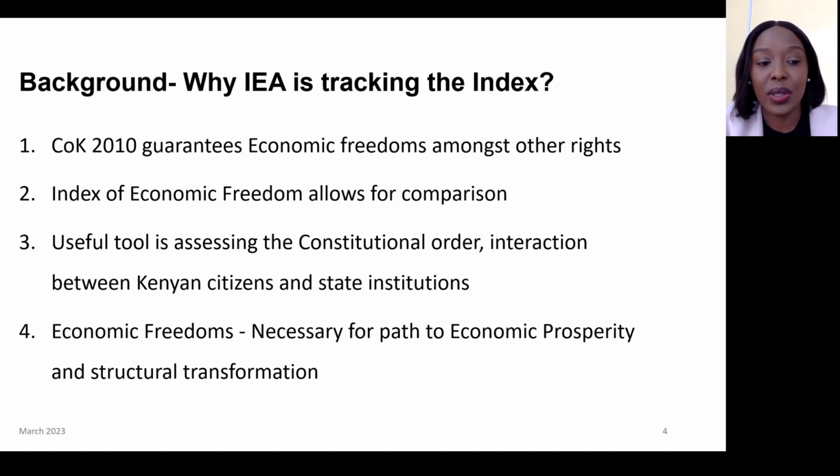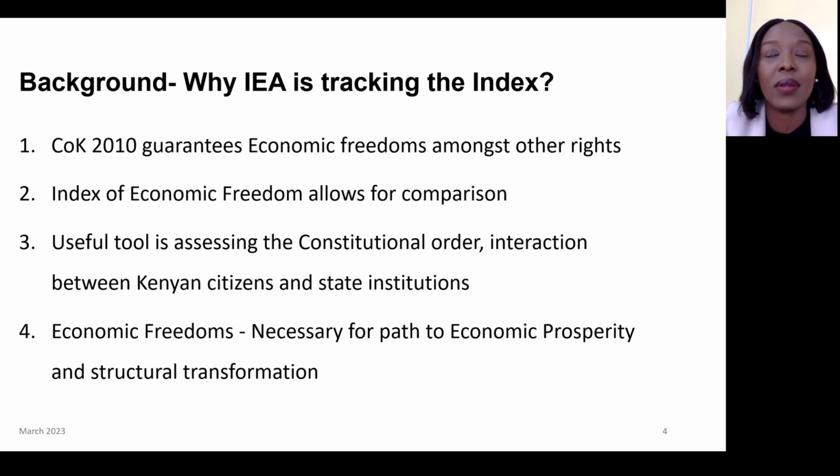So those are the first two reasons. Then on the third reason, we say that it's a useful tool in terms of assessing the constitutional order. Basically, what this means is that it helps us to assess the interaction between Kenyan citizens and state institutions, and to what extent the state institutions promote or advance enjoyment of various rights, and what implications it has on the economy.